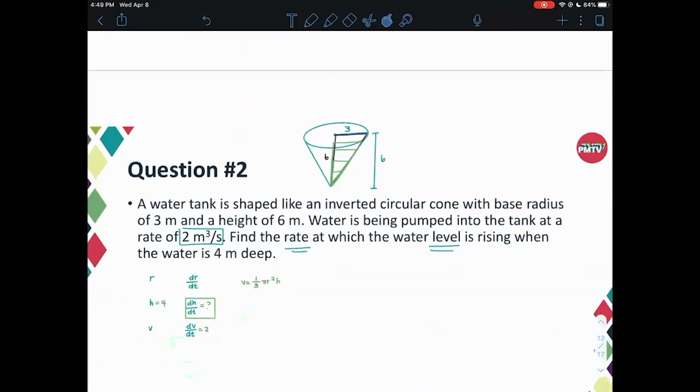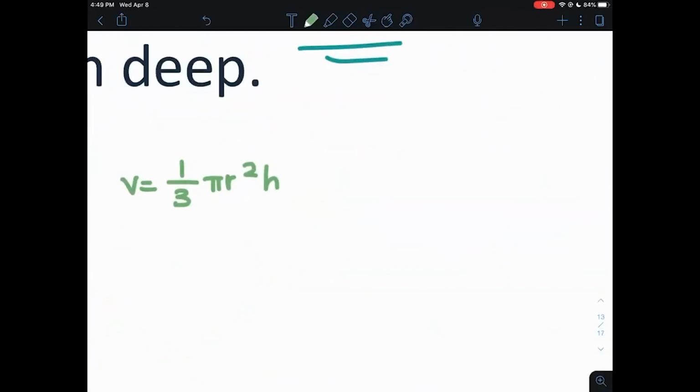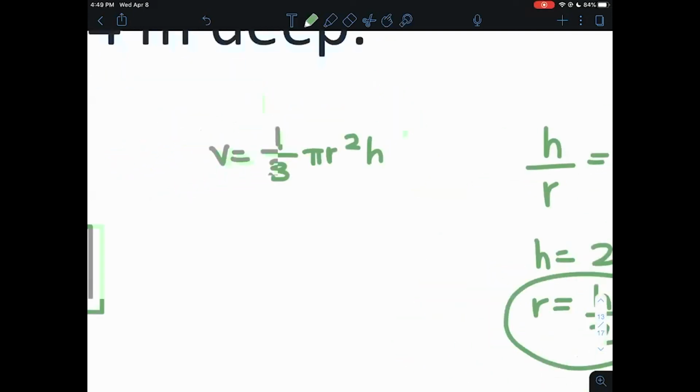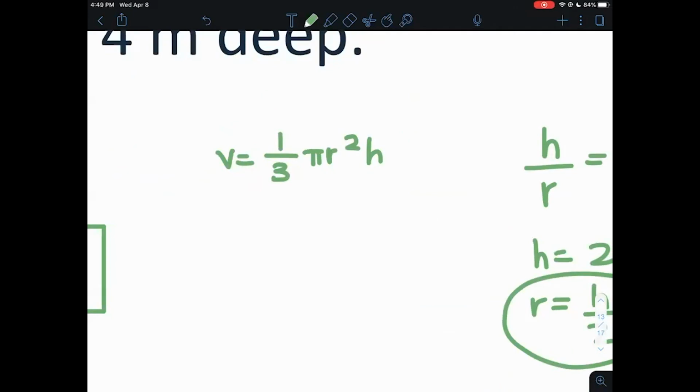So I know that at any point in time, the relationship between my height and my radius will follow the same proportion. And I know that that height over that radius, that proportion that we'll work with, is 6 over 3. The height and the radius are proportional to each other in the proportion 6 over 3. Or, in easier words, 2. So I know that h equals 2r, or r equals h over 2, whether we're solving for h or solving for r. In this case, this is going to be much more helpful to me because I want to differentiate this and end up with a dh over dt in it.